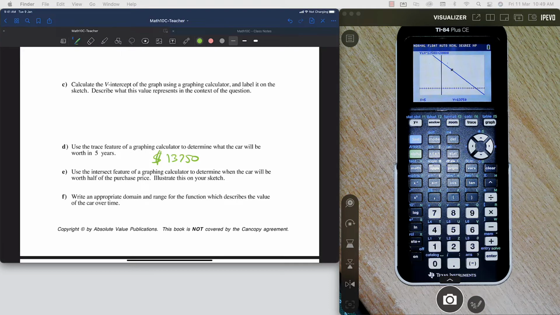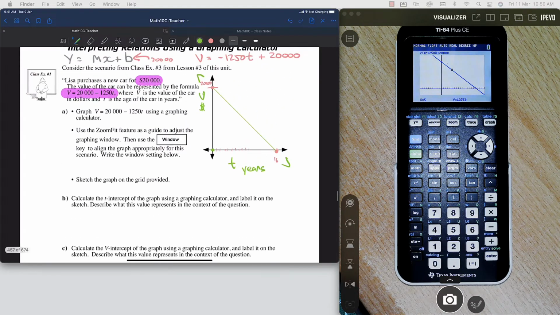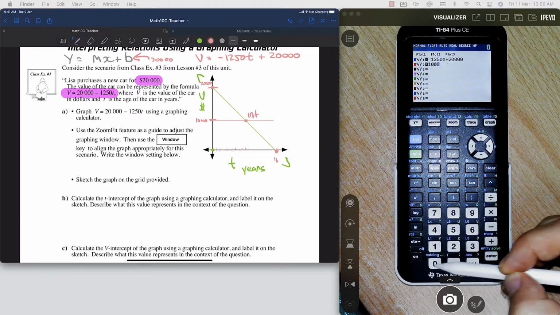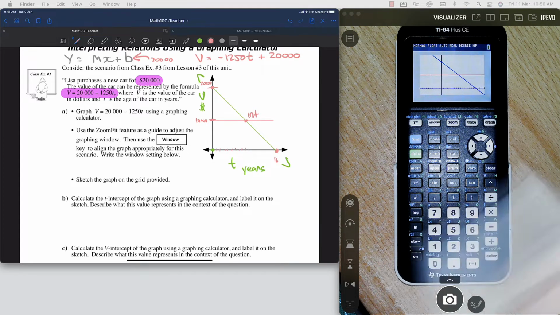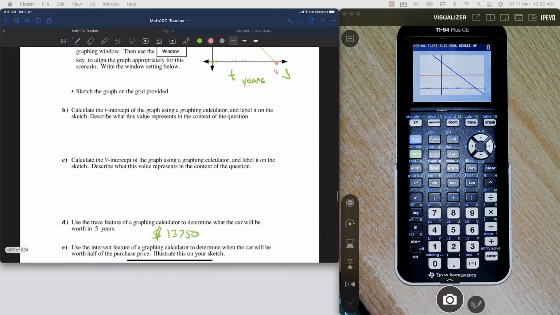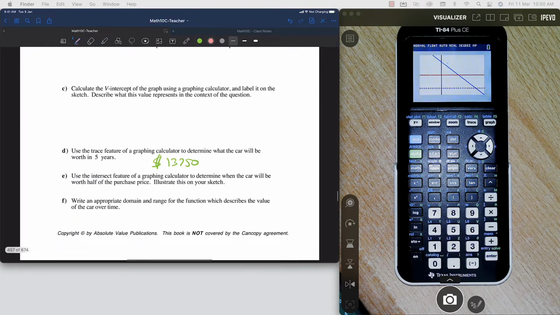Okay, use the intersect feature of the graphing calculator to determine when the car will be worth half of the purchase price. So that means it's going to be somewhere around here where it's going to be worth 10,000, and we're going to have this line that goes across, so that is the value we're looking for right there, that sort of intersection that happens at that point. So what we're going to want to do is go into our y equals, go down to a second graph, put in the value of y, which is just going to graph a straight line at that point, just like I have on the screen right there. And now what we need to do is find that point.